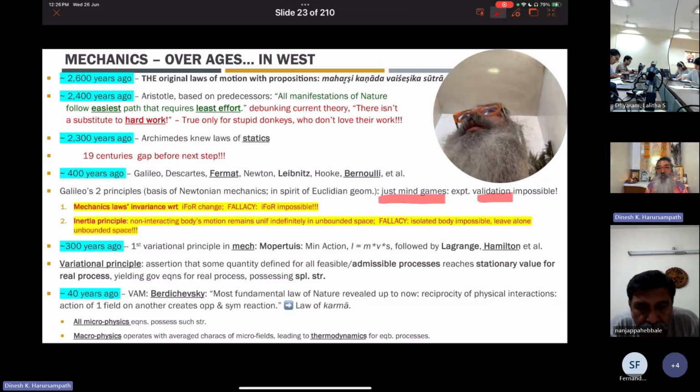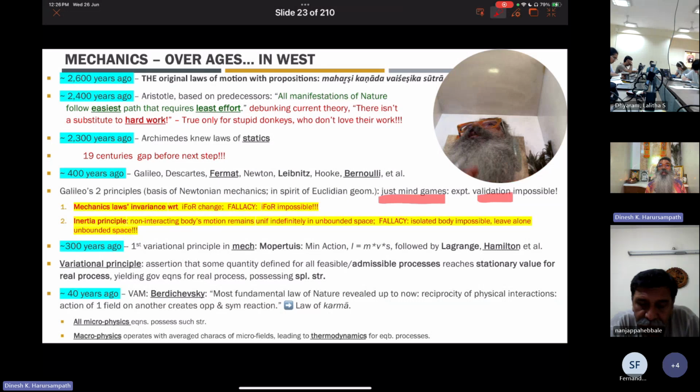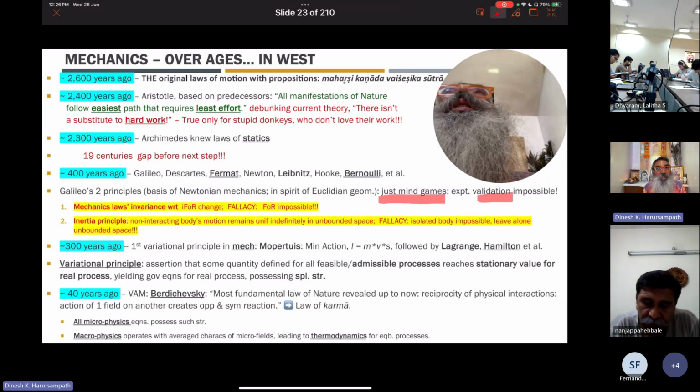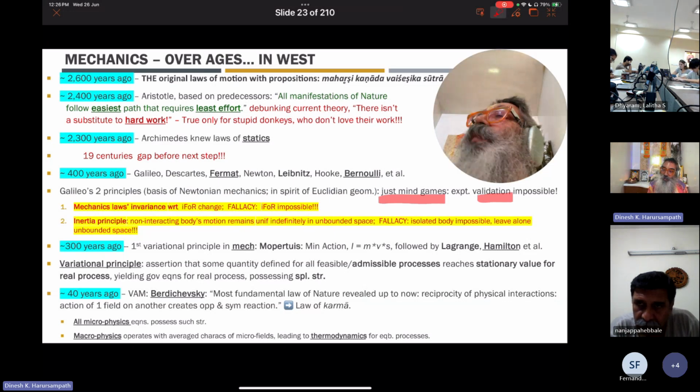Remember, we were talking about verification and validation in the previous class. We said verification is with another theory or a computational method, whereas validation is with what we observe in experiments, either in reality or in a lab where you have controlled parameters. Even with controlled parameters in a lab, a validation of Galileo's principles has still not been possible. So it is in that sense that we call these just mind games. Not just we, but Western scientists in general treat Galileo's two principles as just mind games. Why? Let's look at it. There are two important reasons for that.